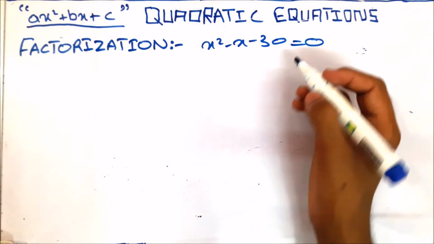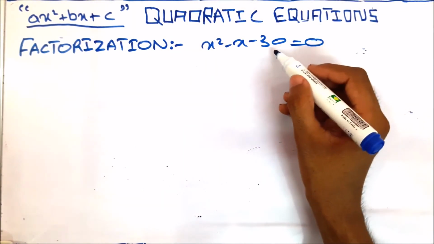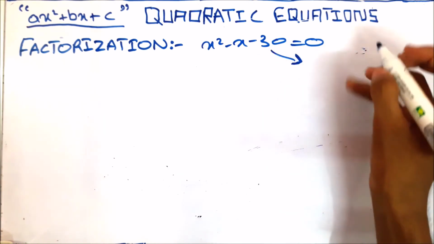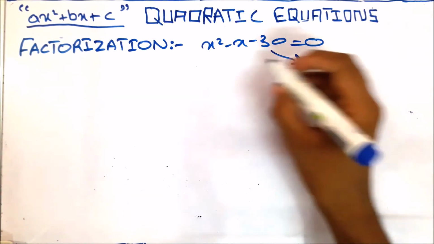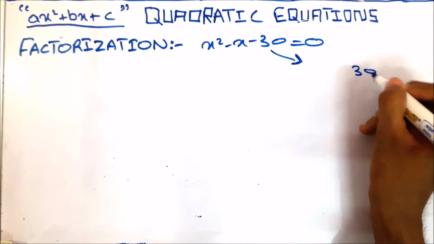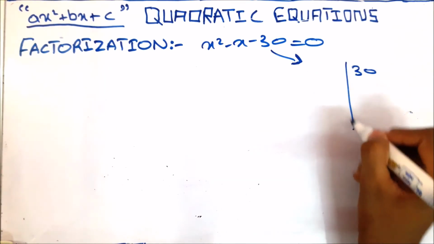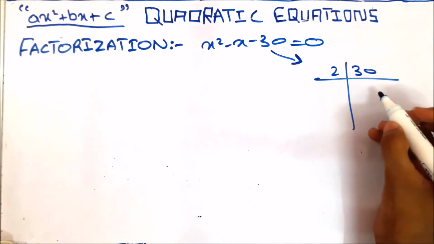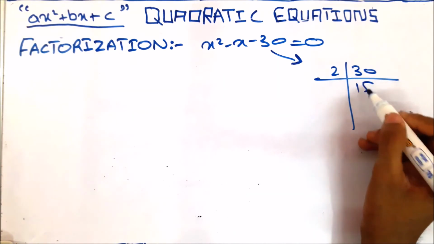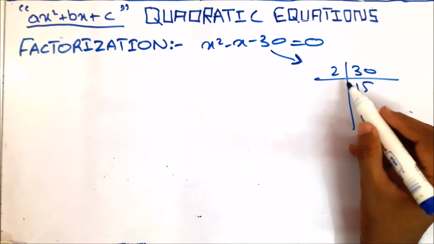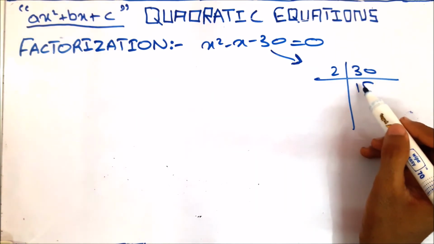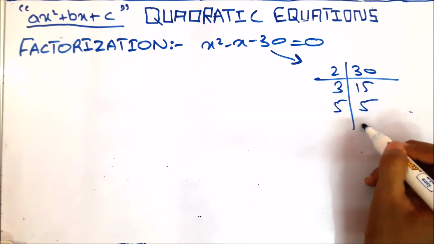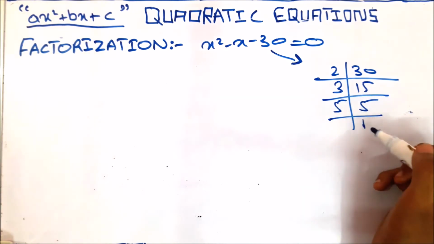Okay, so what we did in the previous example was we took the LCM of this. We found the least common multiple of this number, 30. We take 2 and then we got 15. 2 times 15 is 30. Then the smallest prime number we can divide 15 by is 3. 3 times 5 is 15, and then 5 times 1 is 5. We do it until we get 1.